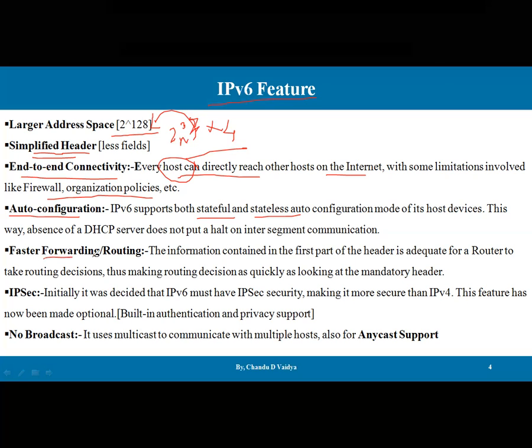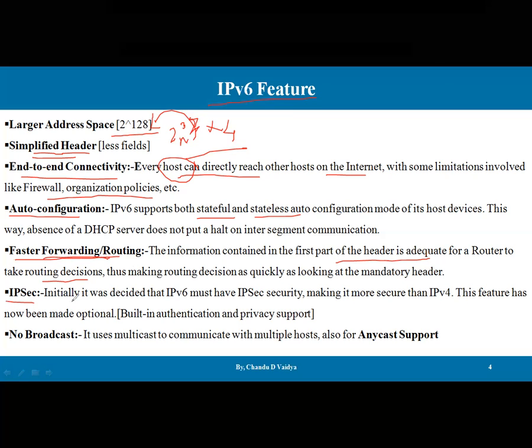Faster forwarding routing. The information contained in the first part of the header is adequate for the router to take the routing decision, thus making the routing decision as quick as looking at the mandatory header. Here we have the flow label. Instead of looking at the routing table first, we use the flow label to decide which one is the next hop. So here an additional feature has been added.